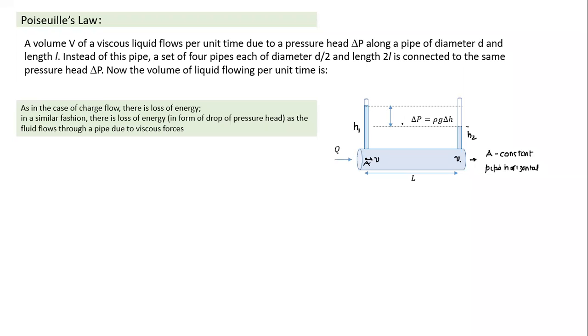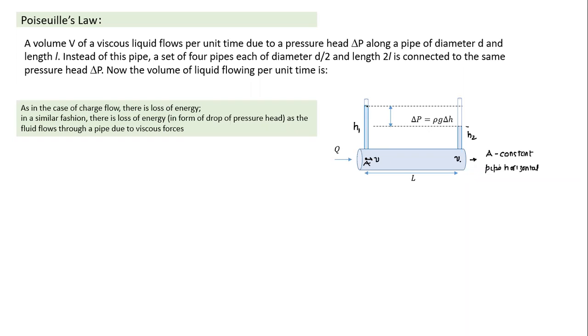So if I take this at H1 minus H2, then delta P, the pressure difference, is equal to rho g into delta H. So pressure at A minus pressure at B is equal to rho g delta H, and we can call this a loss of energy per unit volume. So as in the case of charge flow, there is a loss of energy. Similar thing happens in case of charge flow also.